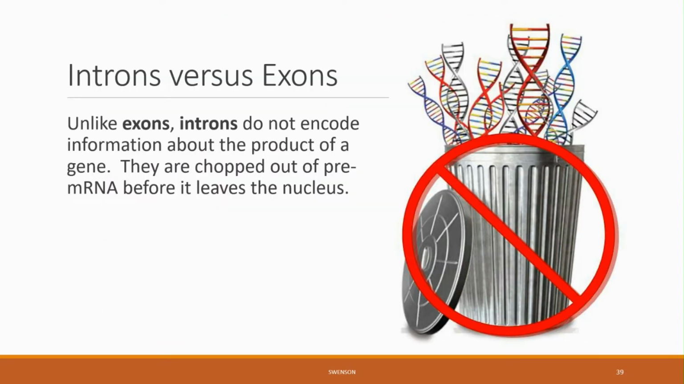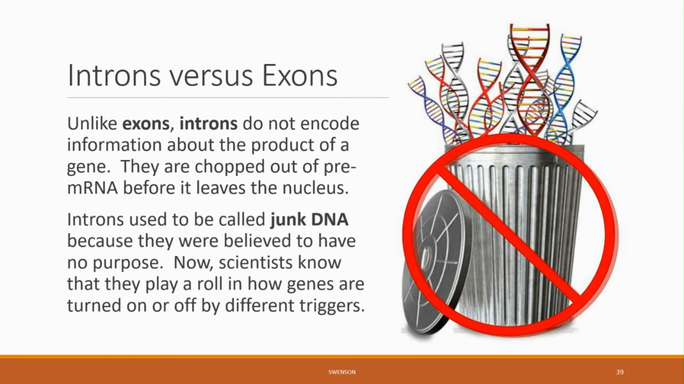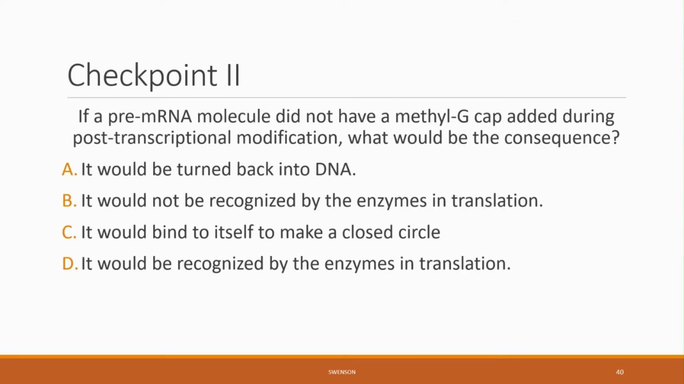Unlike exons, introns do not encode information about the product of a gene. They are chopped out of pre-mRNA before it leaves the nucleus. Introns used to be called junk DNA because they were believed to have no purpose. Now scientists know that they play a role in how genes are turned on or off by different triggers.